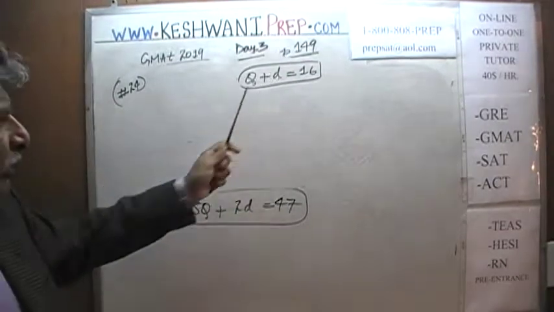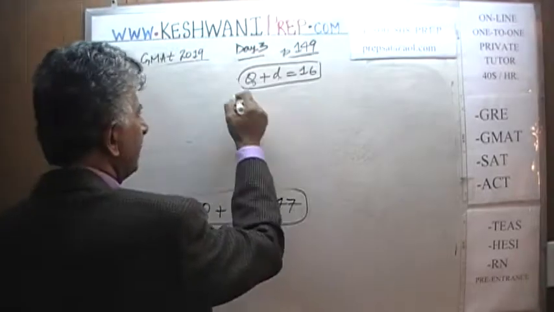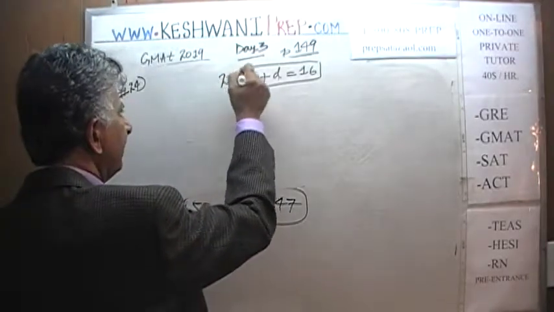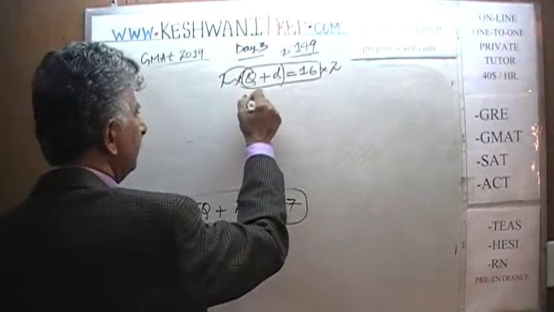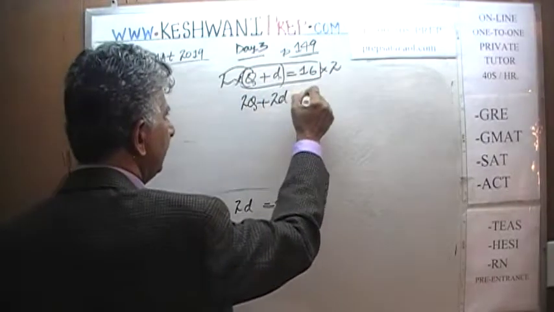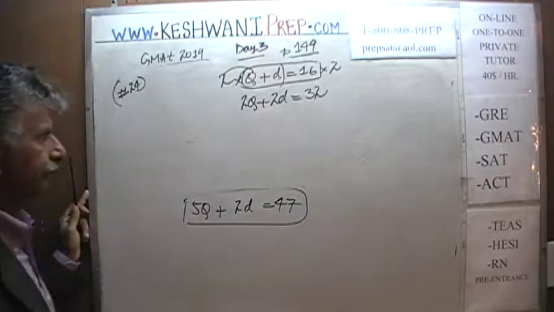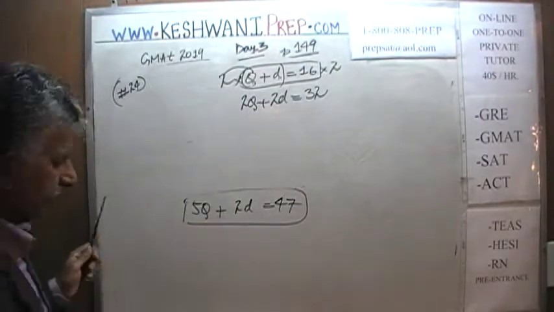Why don't we multiply this equation by 2? Multiply the entire equation by 2. In other words, take this side and multiply it by 2, and take that side and multiply it by 2. 2 times q plus 2 times d would have to equal 32. Let's put this equation right underneath here.